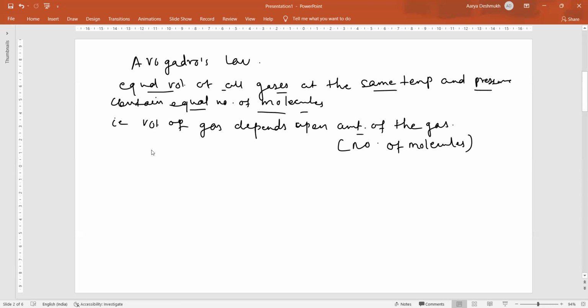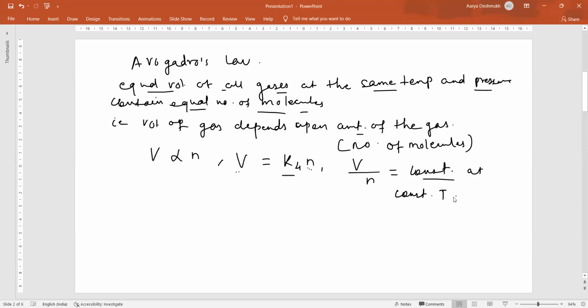It means that the volume of the gas is proportional to n. n is nothing but the number of moles. So V will be equal to K4 into n. This is the proportionality constant. Means that V divided by n equals constant. We are just rearranging this. We put this n below. So we get the equation V by n equals constant at constant temperature and pressure. Temperature and pressure are being kept constant.